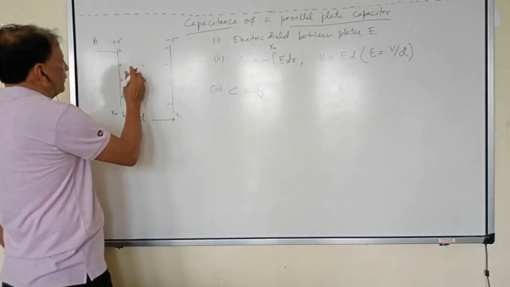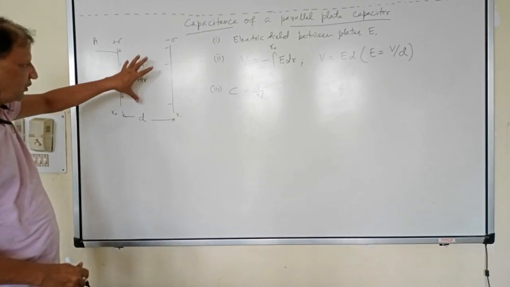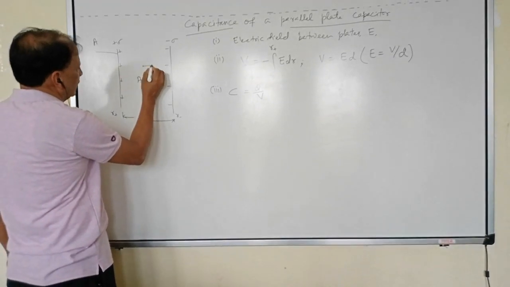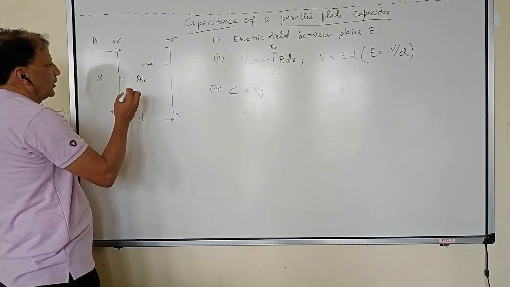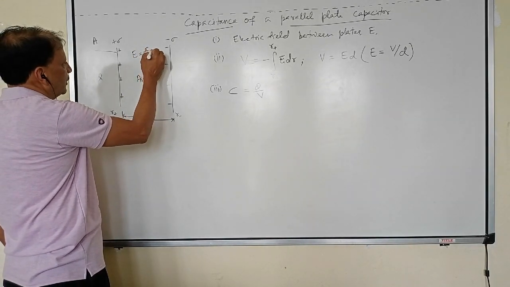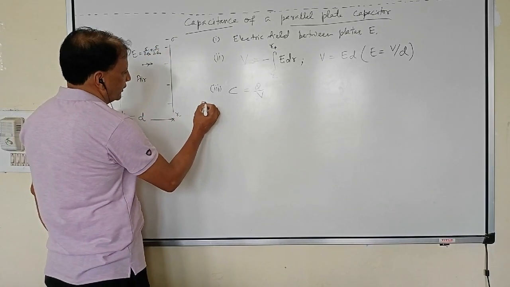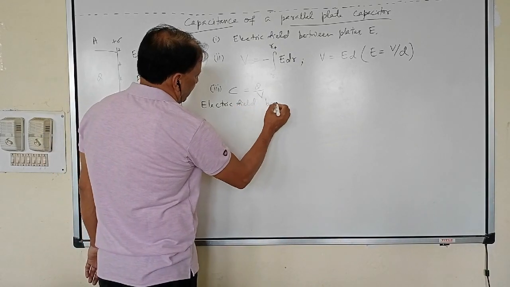Now let us suppose this is a point between the plates. इस point पर निकाला, यहाँ निकाला, यहाँ निकाला, anywhere between the plates, electric field will be the same. So electric field due to this positive charge, direction will be this one. Electric field due to this negative charge, also this direction. So net electric field will be sigma upon 2 epsilon naught plus sigma upon 2 epsilon naught.